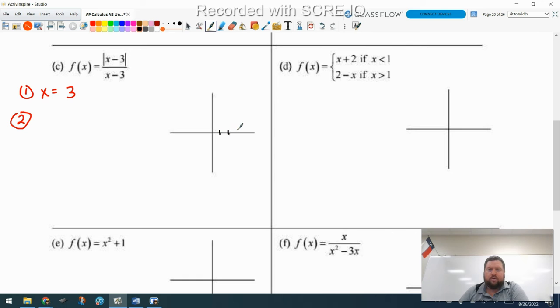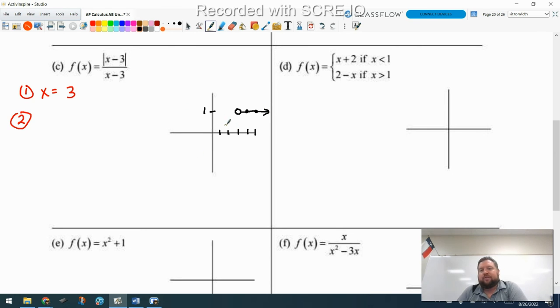So 1, 2, 3, there's x equals 3. Let's plug in a couple more over here, 4 and 5. If I plug in 4, I get 4 minus 3, which is 1, over 4 minus 3, which is 1. 1 divided by 1 is 1. So 4, 1, right there. If I plug in 5, 5 minus 3 is 2, and 5 minus 3 is 2. 2 divided by 2 is 1. Hopefully you remember what this looks like. We have an open circle at 3 because we can't be equal to 3, and then every value to the right is equal to positive 1.